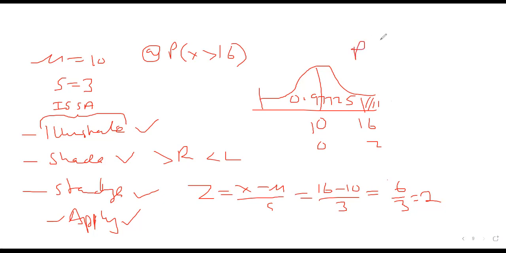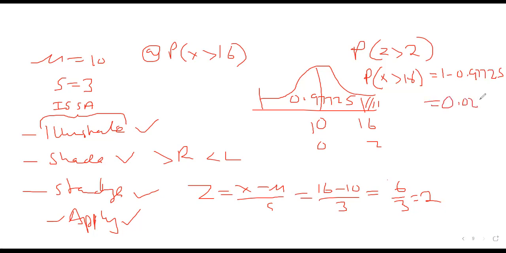So here the probability of Z greater than 2, or if you want, you can say the probability of X greater than 16, because 2 and 16 are just the same, since this is in terms of Z. We're going to have 1 minus 0.97725. So the difference here is giving us 0.02275.